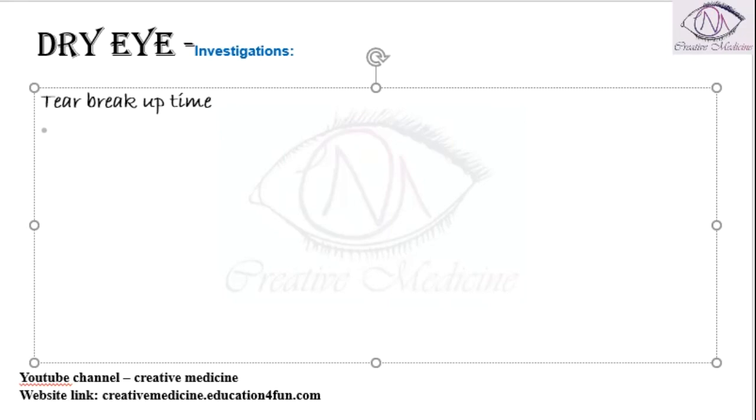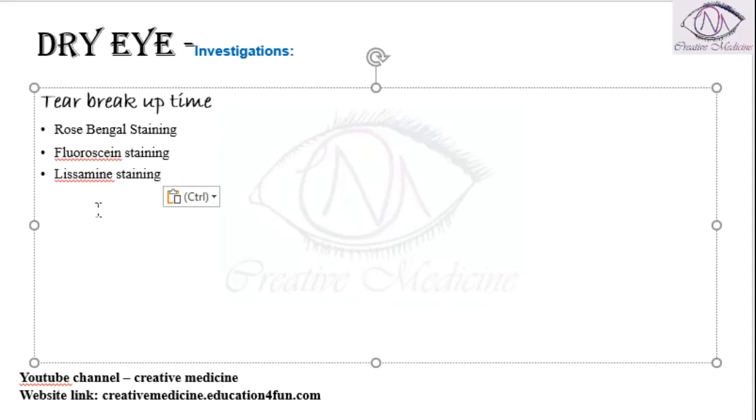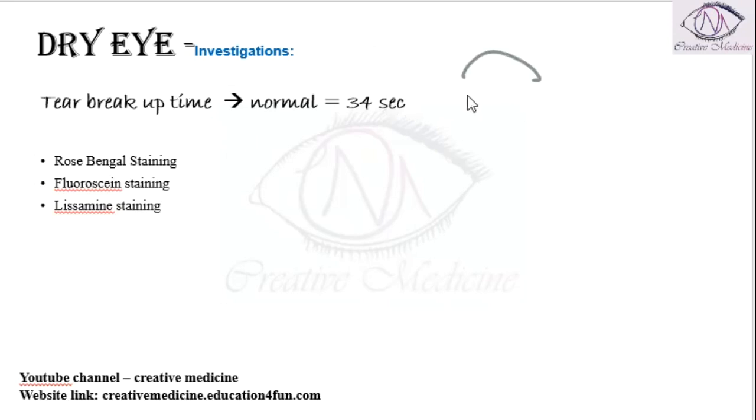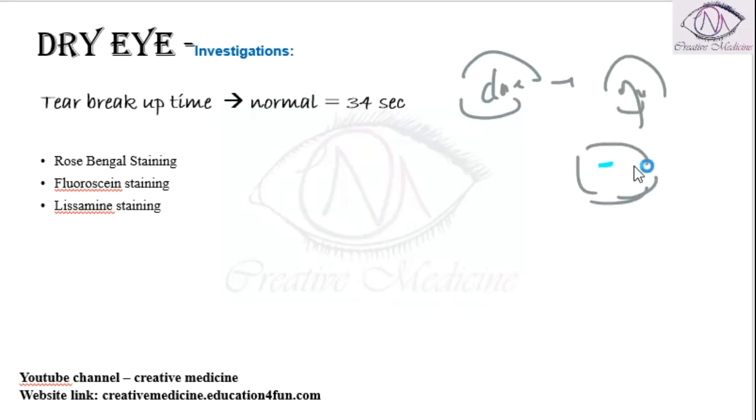Different staining methods can be used, like rose bengal staining, fluorescein staining, or lissamine staining. With all these stains, the normal tear breakup time is 30 to 34 seconds. Normally, when you close the eyes and then open them, the tear is formed uniformly over the whole of the eye.